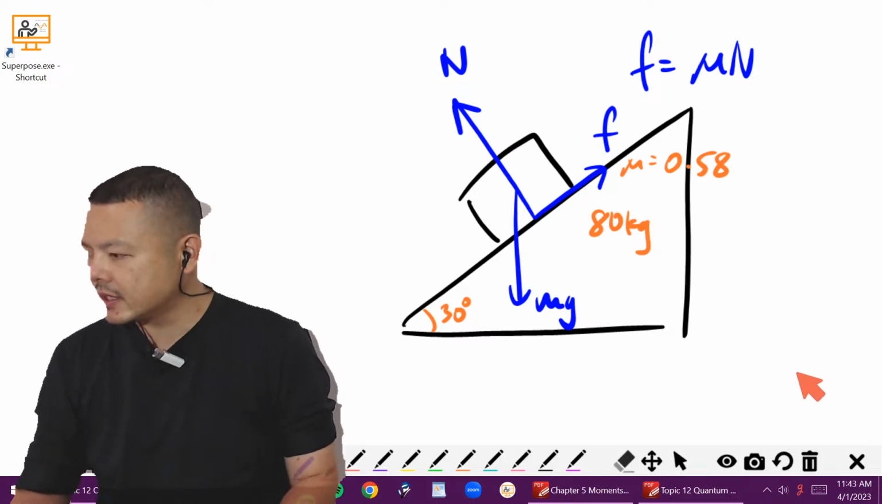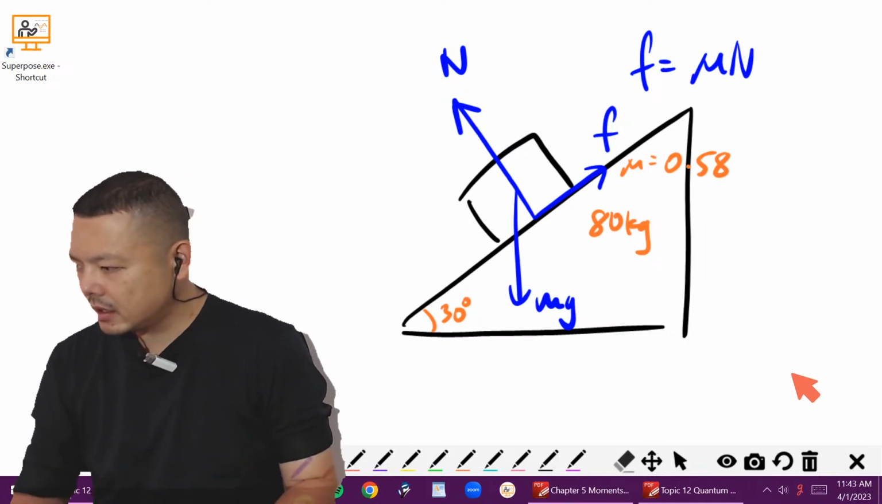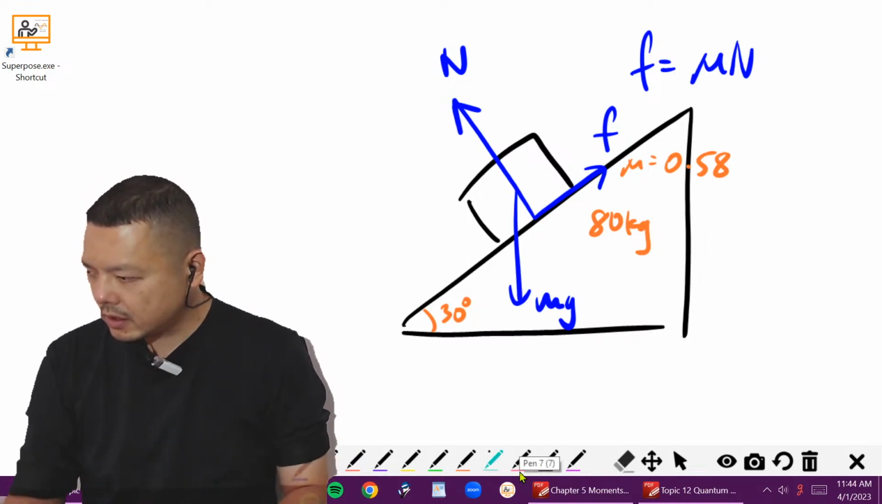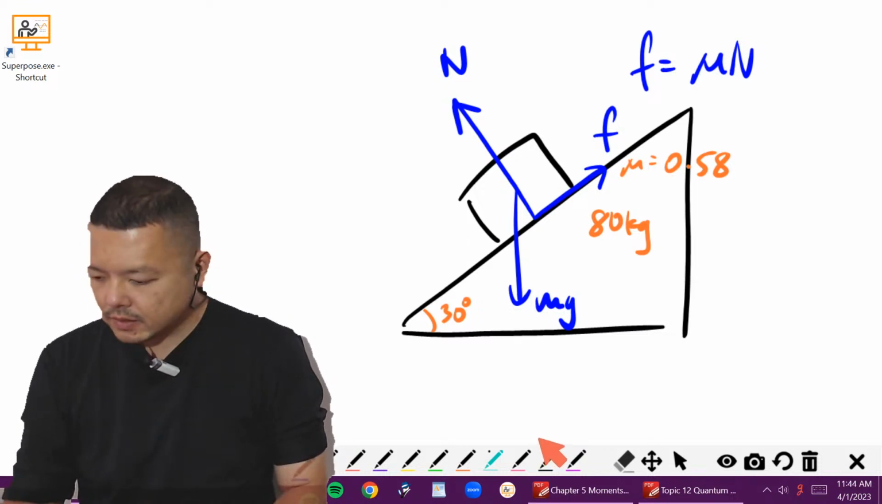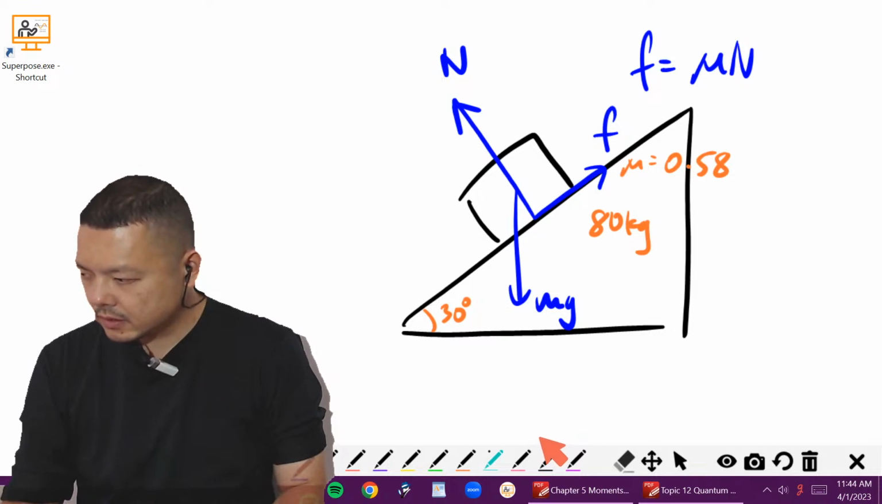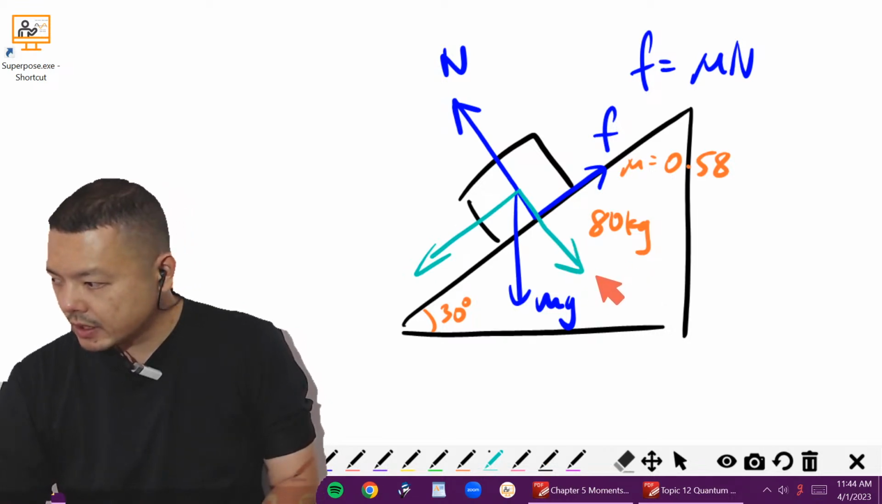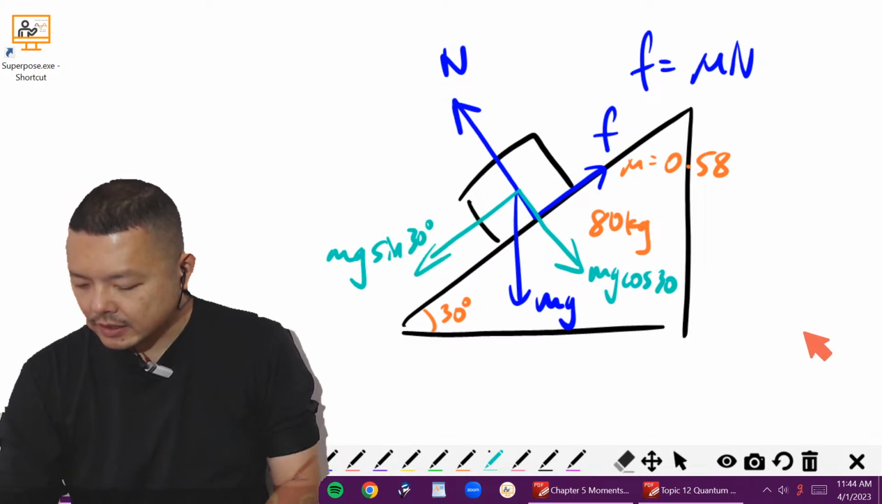That's how you use the coefficient. But what is N? Do you have N? Don't have. Then what can you do to find N? Resolve the mg. So you resolve it like that. Then this component is mg cosine 30, and the other one is mg sine 30 degrees.